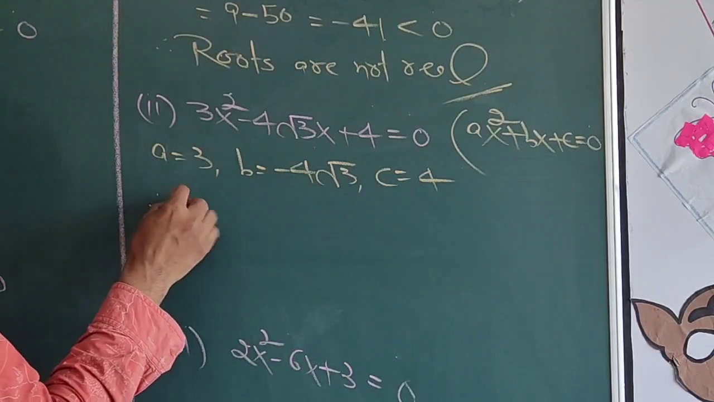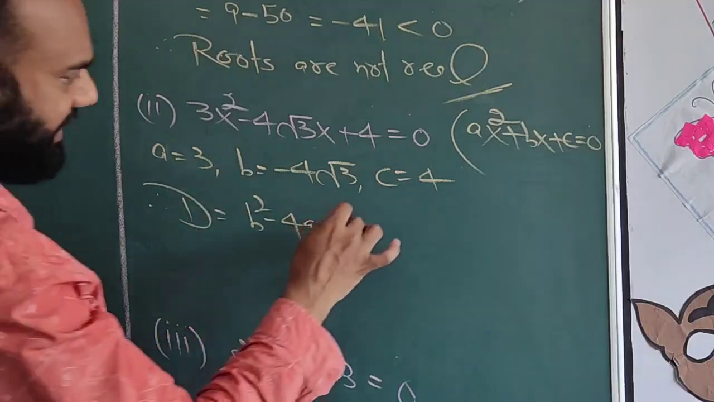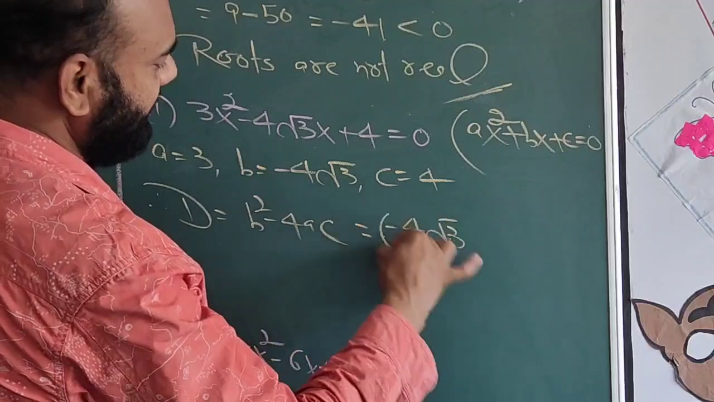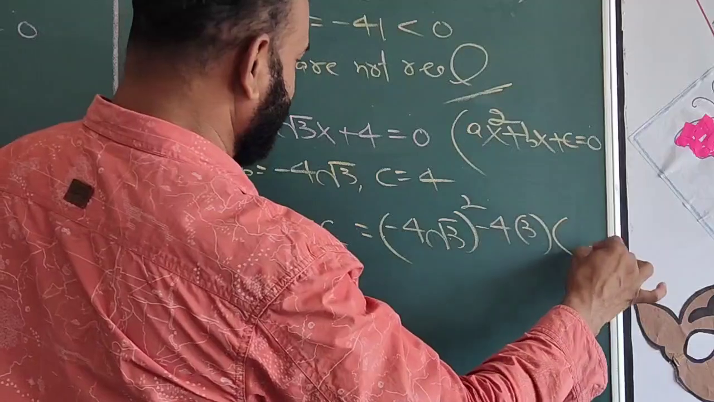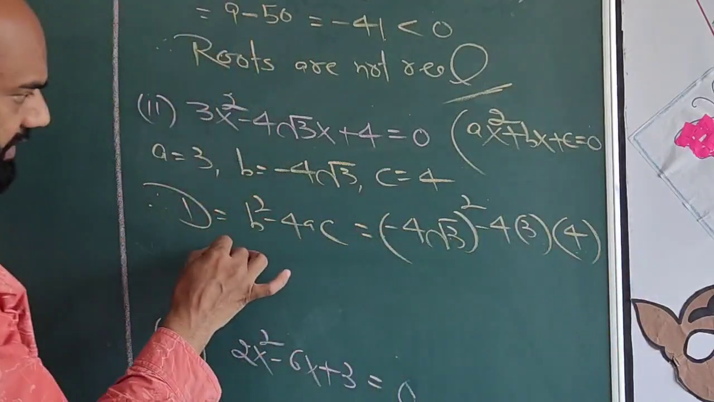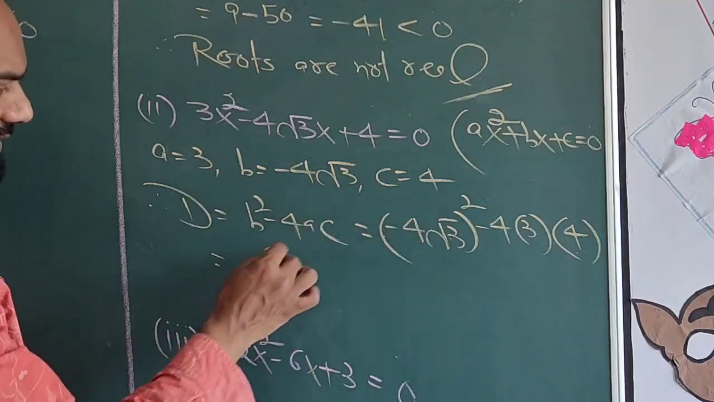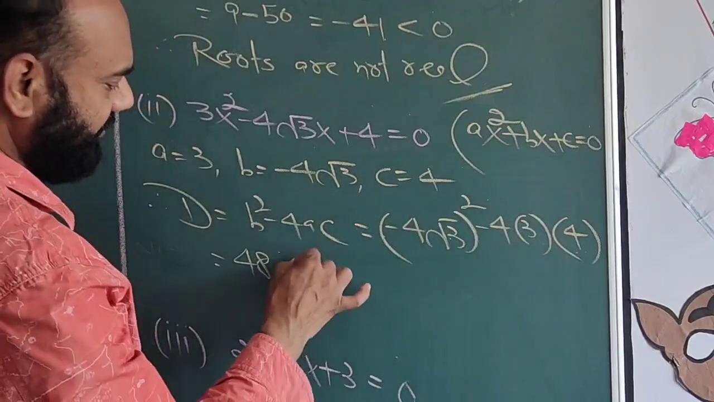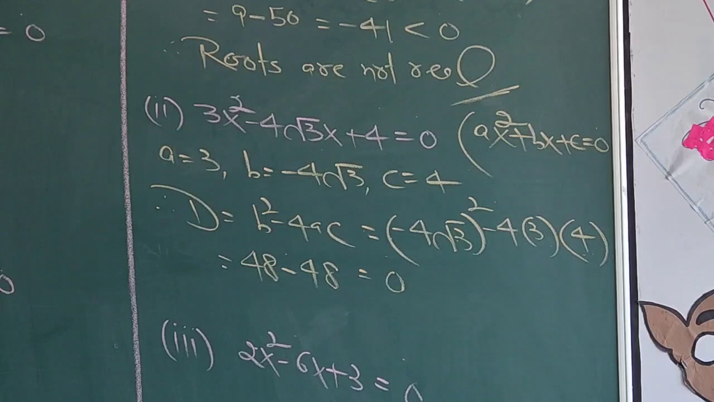Therefore D is equal to b² − 4ac, and by putting the values of a, b, c we get b is −4√3, b² minus 4, the value of a is 3 and the value of c is 4. And by solving, (−4)² is 16, √3 squared is 3, 16 multiplied by 3 is 48, minus 4 times 3 is 12, 12 times 4 is 48. 48 minus 48 equal to 0, and we know when D equals 0 then roots are equal.